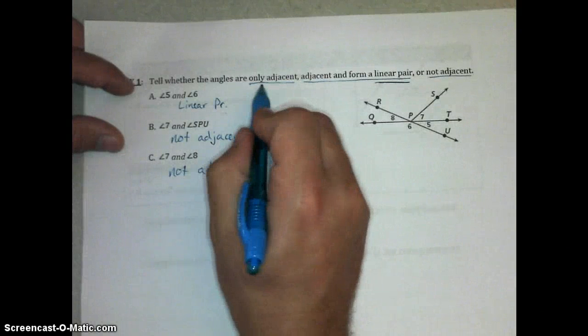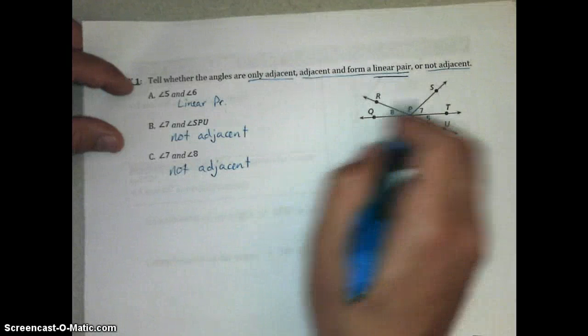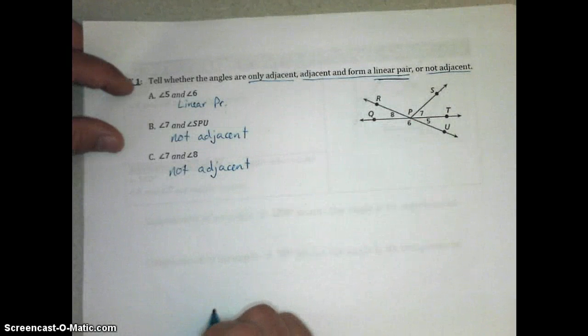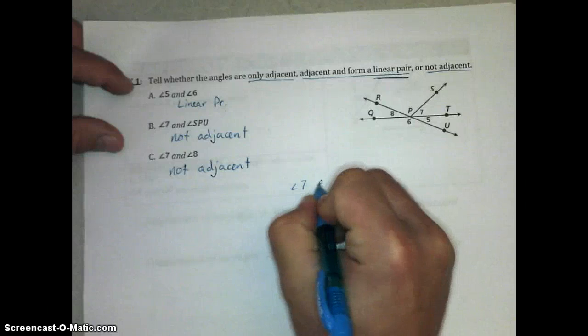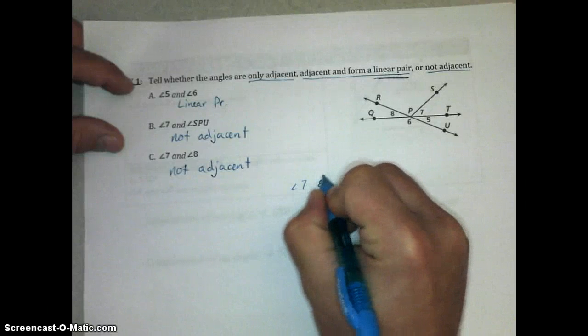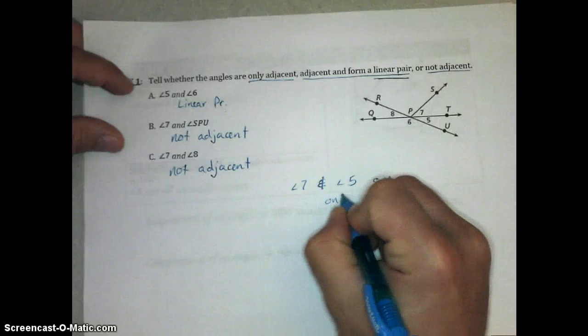Now, we didn't really have one that was only a pair of adjacent angles. See if you can name a pair of angles from this diagram that are only adjacent. Alright, the first pair I see are 7 and 5. Angle 7 and angle 5 are an example of only adjacent.